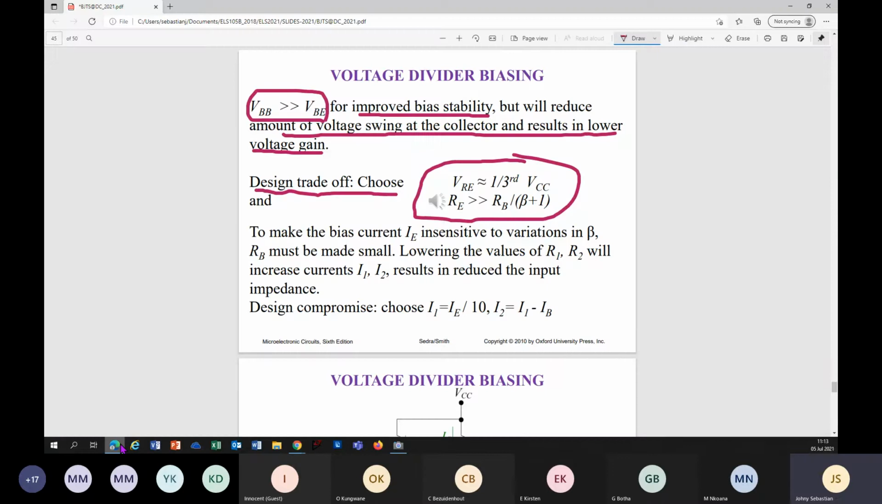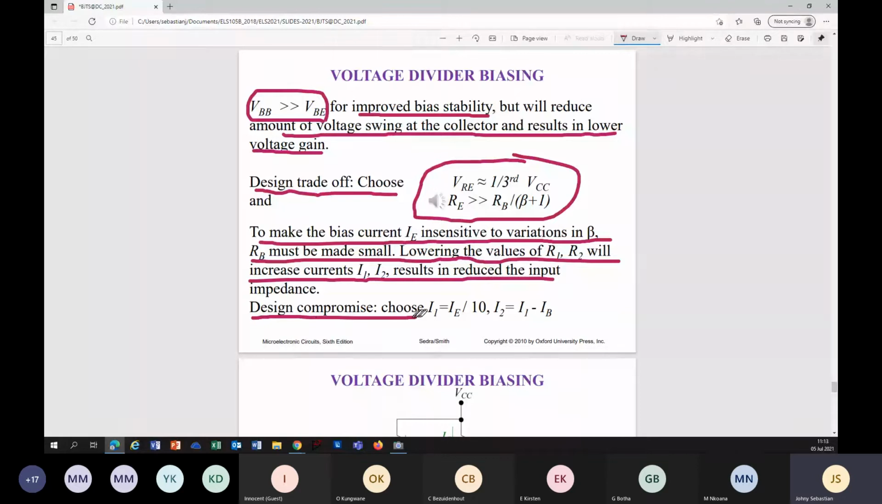Okay, to make the bias current IE, or basically IE is approximately the same as IC, insensitive to variations in beta, RB must be made small. RB is R1 parallel R2. Lowering the values of R1 and R2 will increase currents I1 and I2, resulting in reduced input impedance. We will describe that in detail soon. Okay, currently you need to understand there is a design compromise that we are going to choose.